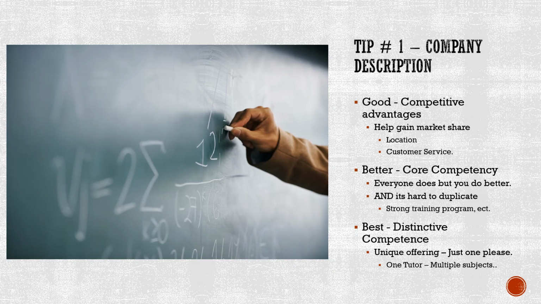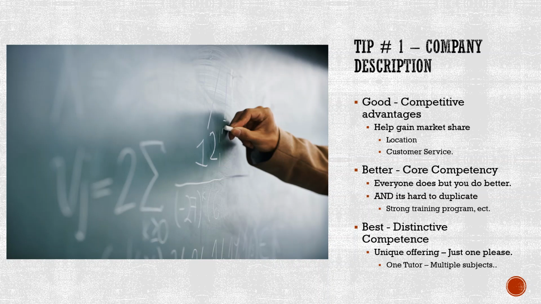However, a better strategy when writing your competitive advantage section is to look for core competencies. A core competency is something that you're going to do better than everybody else. For example, that might be a strong training program. So if you have a training program that shows people how to do mathematical formulas in a step-by-step precision process, then instead of just going with a location or something that's a competitive advantage, drill down on your core competencies.